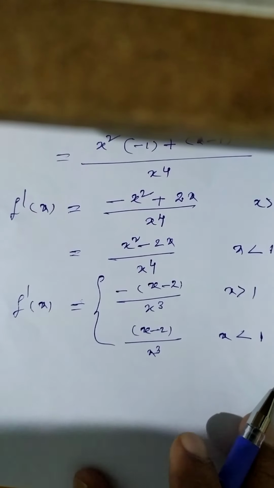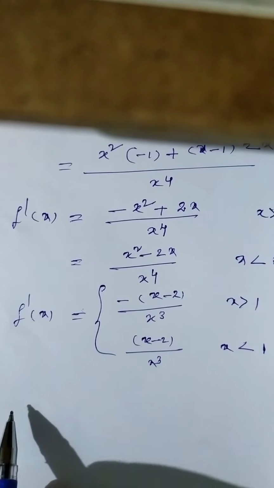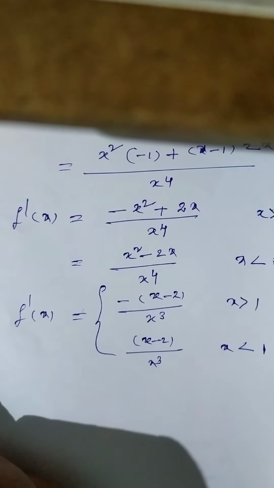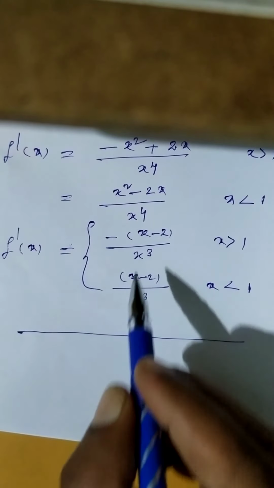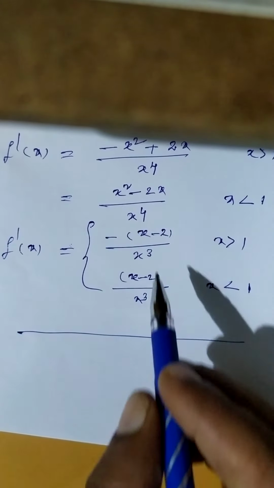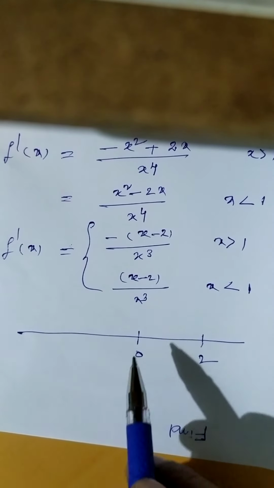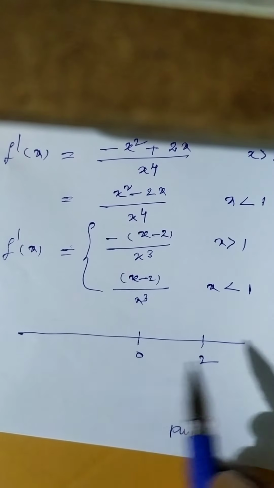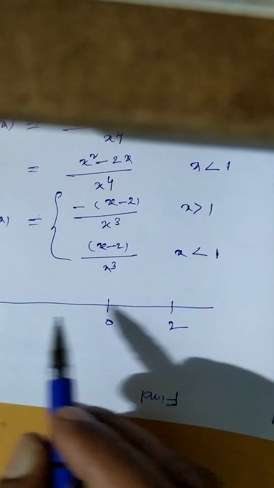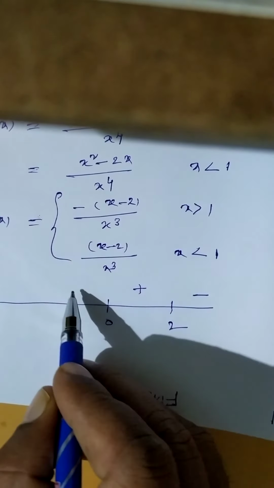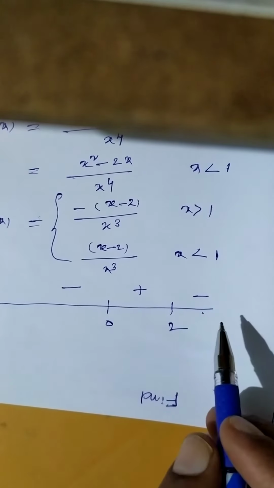As we need to find the intervals of increase and decrease, we have to plot a number line. For the case x greater than 1, first we consider the zeros of the first expression. The zeros of the first expression are 0 and 2. By applying the sign scheme, we get minus, plus, minus. In this interval it is an increasing function, and it is decreasing after 2.